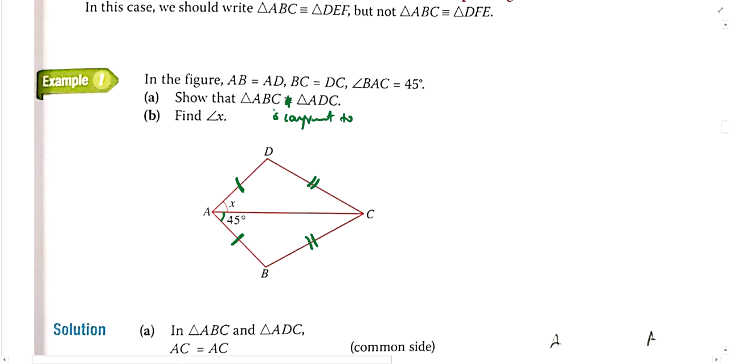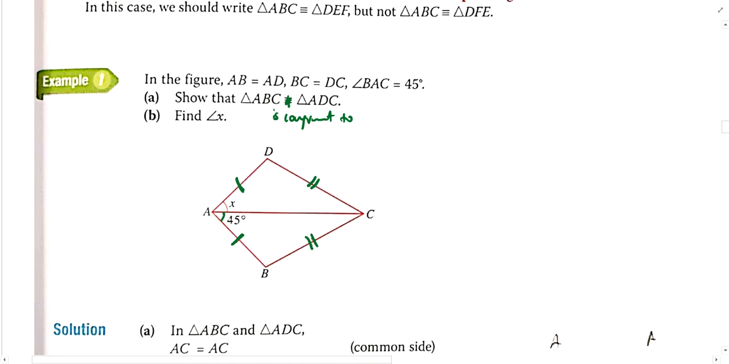Yes. Name me a pair of same sides. AD and AB, okay, same side. Another side? AC and AC, same side. Okay. What about the third side? BC and DC. Okay, very good.